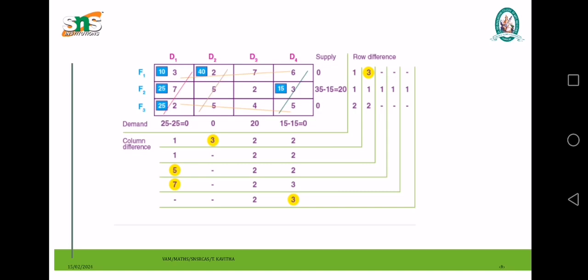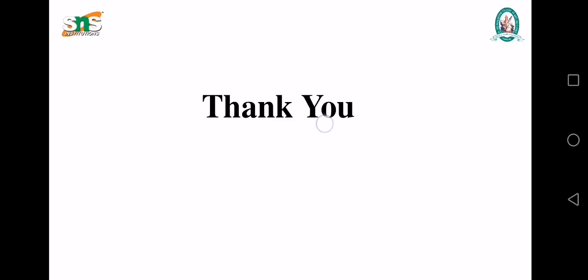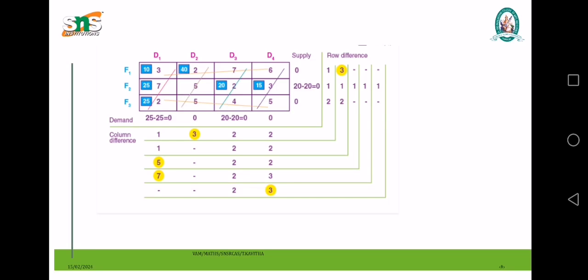We get this final table. We cross off each and every row and column. We get the IBFS: F1 D1 is 10, F1 D2 is 40, F2 D1 is 25, F2 D3 is 20, F2 D4 is 15 and F3 D1 is 25, and that's all.